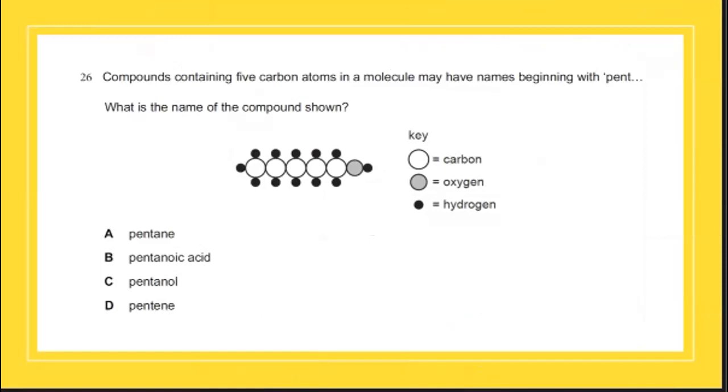Yes, the answer is C as in cat, pentanol. That is correct. You'll have five carbons inside of here. 1, 2, 3, 4, 5. This represents hydrogen. This represents an oxygen and a hydrogen. So pent, and you have OH, so it's pentanol. So the answer is C, pentanol.